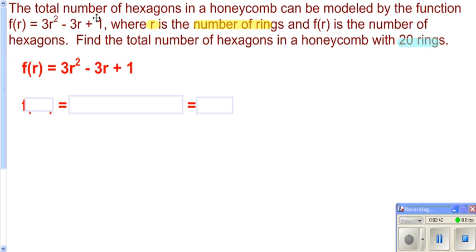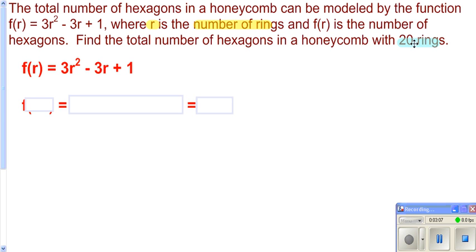So here we have a honeycomb, and in honeycombs it's made up of many hexagons. Here's a function where r is the number of rings and your output f of r is the number of hexagons. What's the total number of hexagons in the honeycomb with 20 rings?